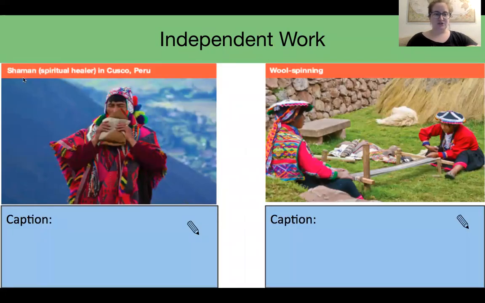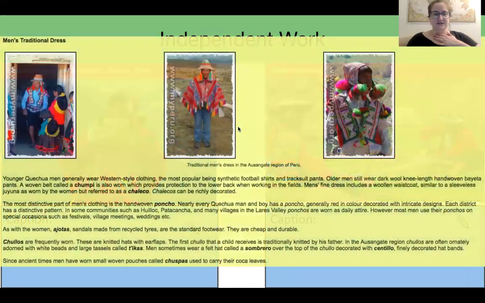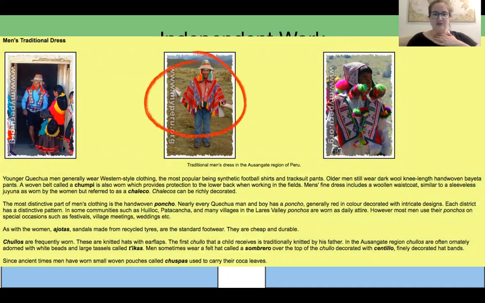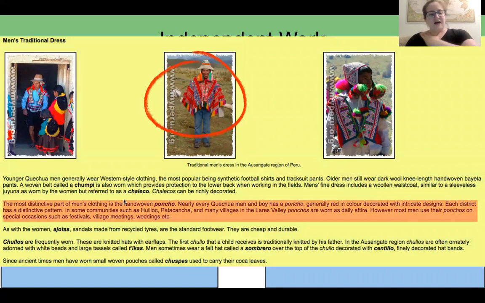We've got two images here: a shaman or spiritual healer in Cusco, Peru, and wool spinning. So I clicked this article and there was a section all about traditional men's dress. And as I read it, I noticed that there was a poncho similar to the one that we saw in the image that we're going to be writing a caption about. I read and I found a paragraph that describes the poncho that the shaman was wearing. Let me read it out loud to you.